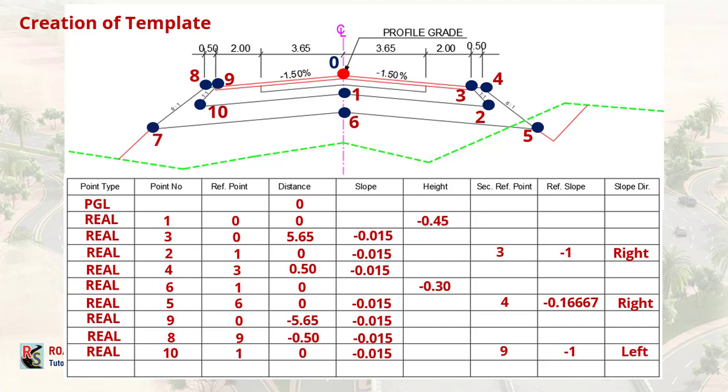Number 7 is referenced to number 6. The distance is 0. Slope is minus 0.015. The second reference is 8, with slope minus 0.167. That is left side. Finally, number 11 is referenced to 1, with distance 0 and height also 0. This is the method to create the subgrade volume layer for the Road Solver volume template.